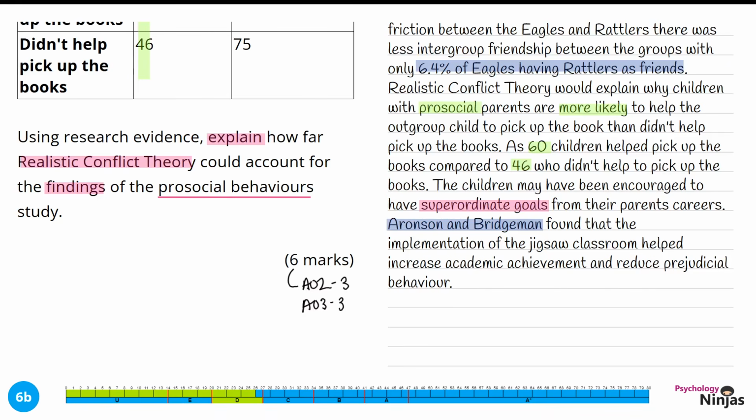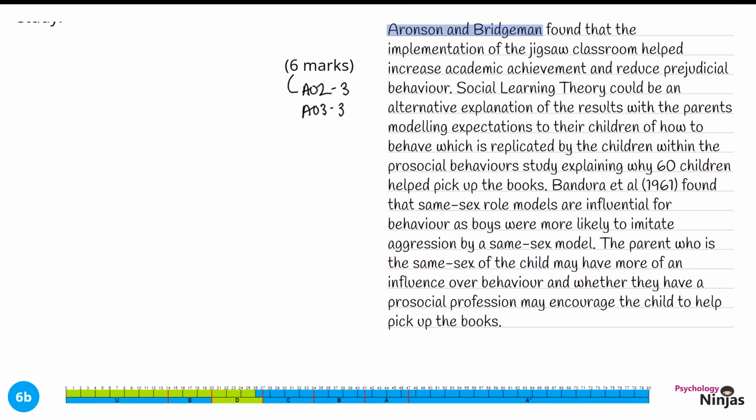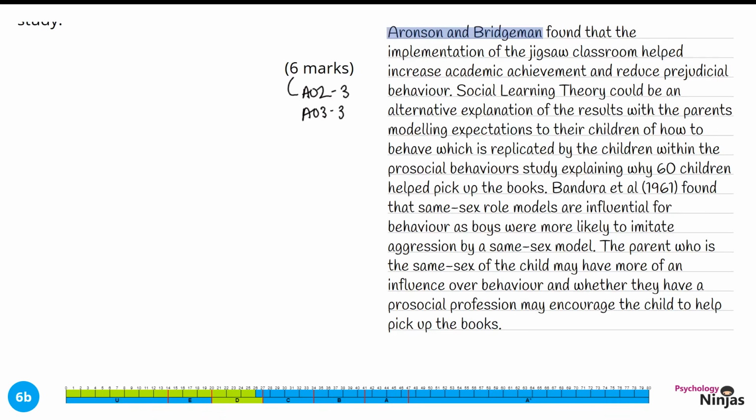Social learning theory could be an alternative explanation of the results, with the parents modelling expectations to their children of how to behave, which is replicated by the children within the pro-social behaviour study, explaining why 60 children helped to pick up the books. Bandura et al. 1961 found that same-sex role models are influential for behaviour, as boys were more likely to imitate aggression by a same-sex model. The parent who is the same sex of the child may have more of an influence over behaviour, and whether they have a pro-social profession may encourage the child to help pick up the books.